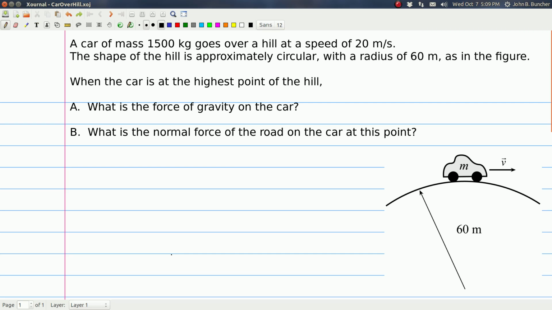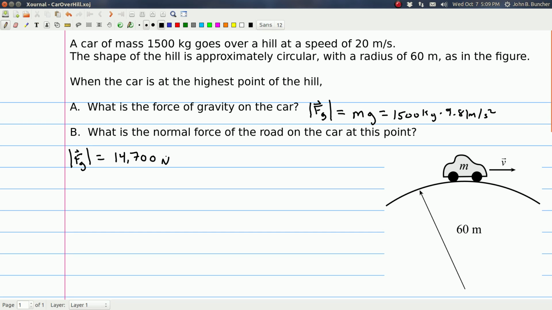So for A, this one isn't too bad, because if we want to know the force of gravity acting on any object, we know we can always just take the size of the force of gravity equal to mg. So I'm going to have 1,500 kilograms times 9.81 meters per second squared. So I find that the size of the force of gravity is about 14,700 newtons.